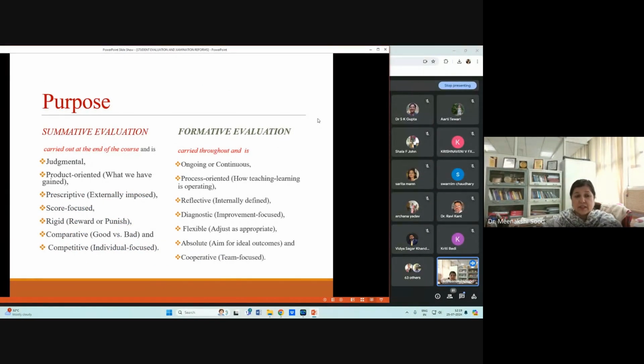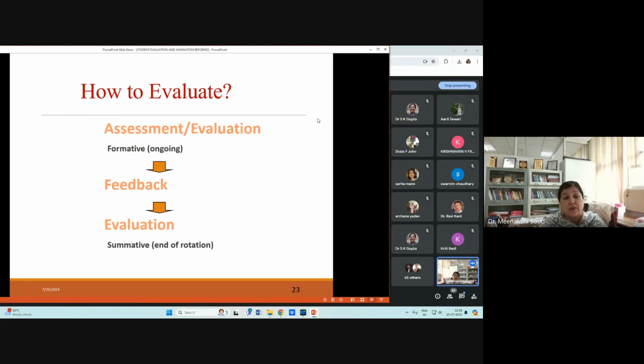Okay, so this is just the comparison of the summative and the formative evaluation, and we as teachers all know about it. You can just have a glimpse of it, they are self-explanatory, just go through it. So summative is only product oriented, that is, at the end of the day what we have gained, it is only score focused, right? The only purpose is to see how many marks, what percentage. It is very rigid and very individually focused. Whereas formative is reflective, diagnostic, cooperative, and process oriented. So this we all understand, and we are doing it also.